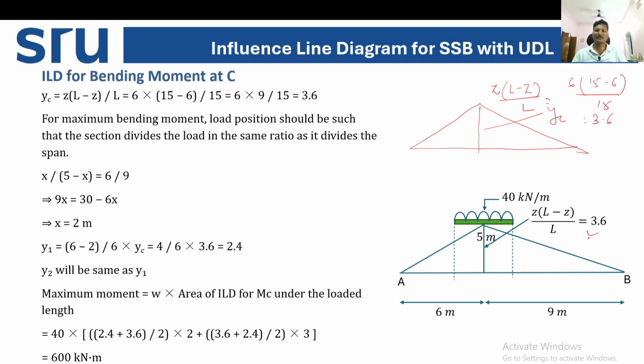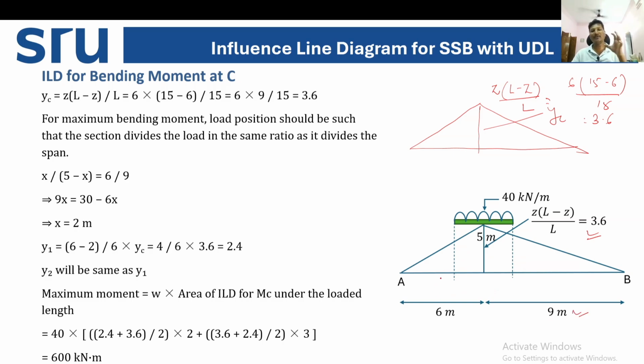So YC is 3.6. Now the question is, like in the previous case while calculating the shear force, we were keeping one point, either head or tail, on the maximum ordinate, so that we can get maximum negative or maximum positive shear force. But in the case of bending moment, you see the triangle is not symmetric. From the maximum ordinate to the left support is 6 meter and to the right support is 9 meter.